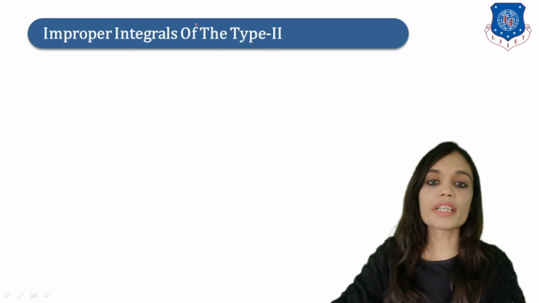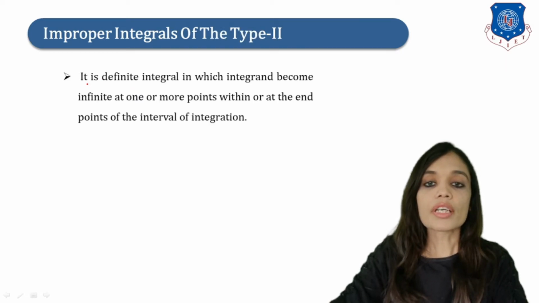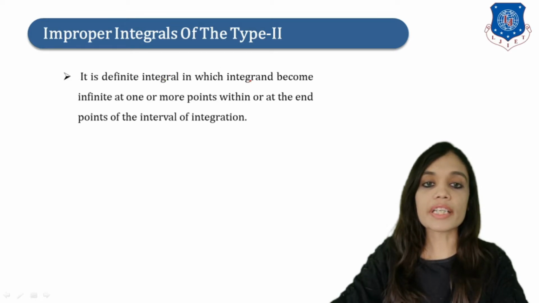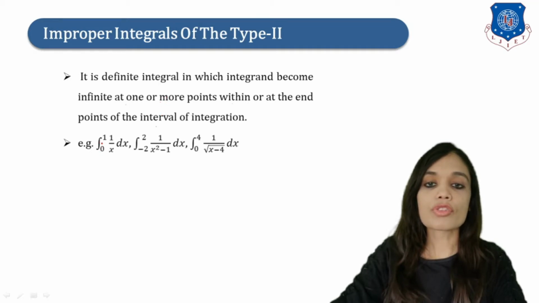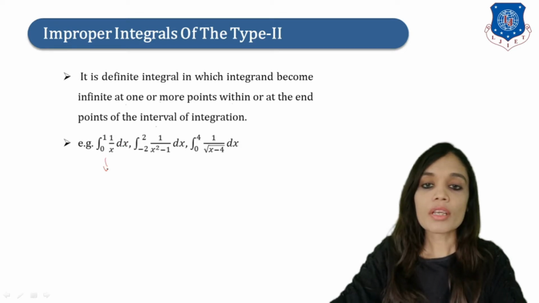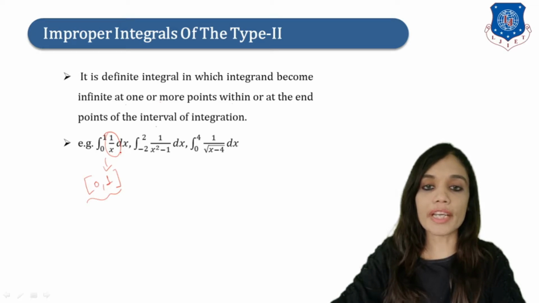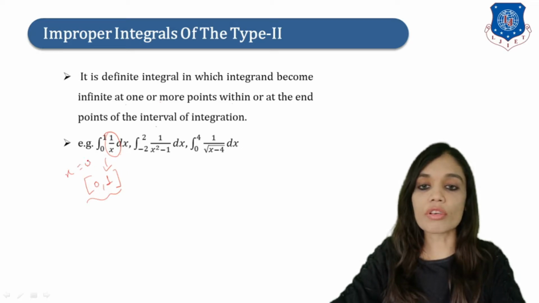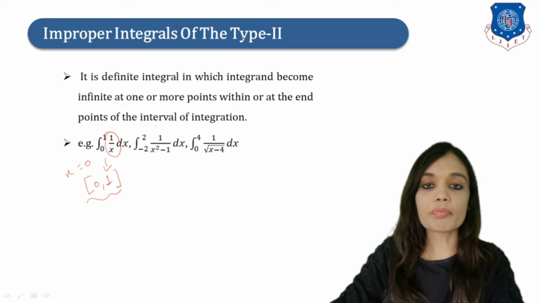Next, let us study improper integrals of type 2. It is a definite integral in which the integrand becomes infinite at one or more points within or at the endpoints of the interval of integration. So let us study these using examples. The first example is integration 0 to 1, 1 upon x dx. Here the interval is 0 to 1, and the function is 1 upon x. This function is undefined at x equals 0. So this is an integral of type 2.